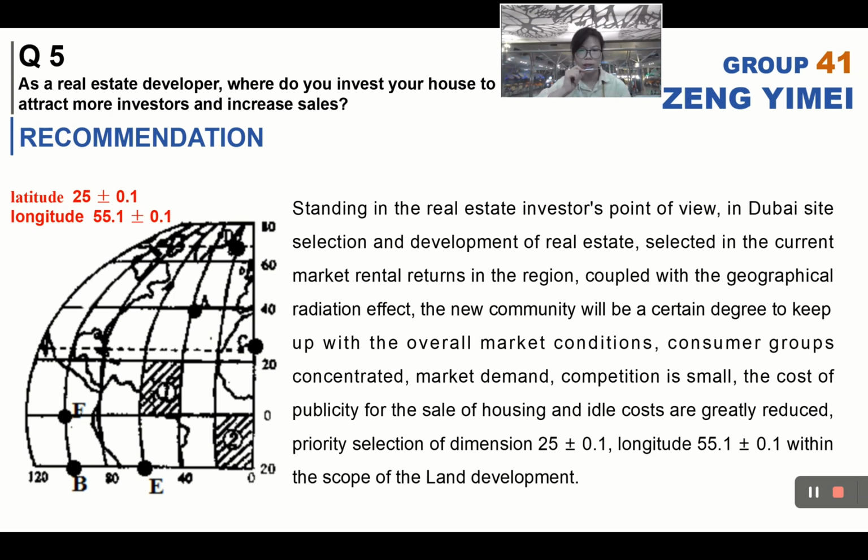Customer groups concentrate market demand. Competition is small, and the cost of publicity for the sale of housing and idle costs are greatly reduced. Priority selection of latitude 25 and longitude 15.5 within the scope of the land development.